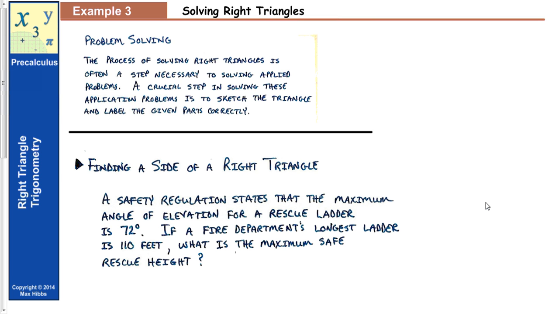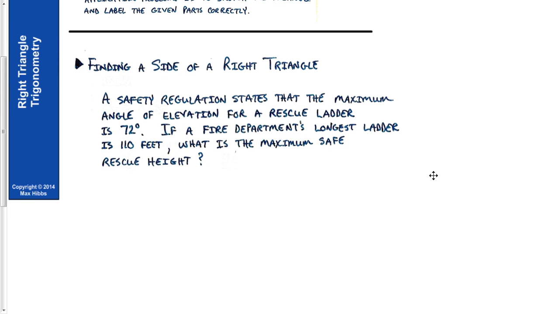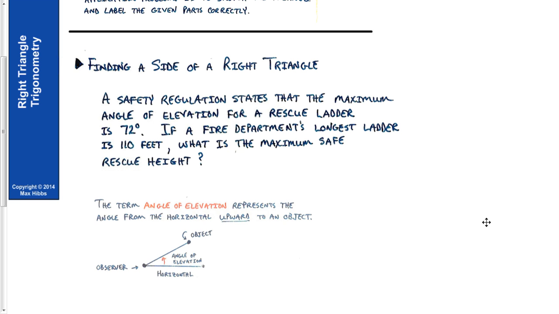Oh, well, before we draw anything, it says the maximum angle of elevation. Now, maybe that's clear what that is, but I thought maybe I should say something about it before we move on. Here you can see the term angle of elevation represents the angle from the horizontal upward to an object. So here we are as an observer, and horizontal to us, we've got this. The angle of elevation would be like the angle of the eyesight to the object that we're talking about. And so that's the idea of angle of elevation.